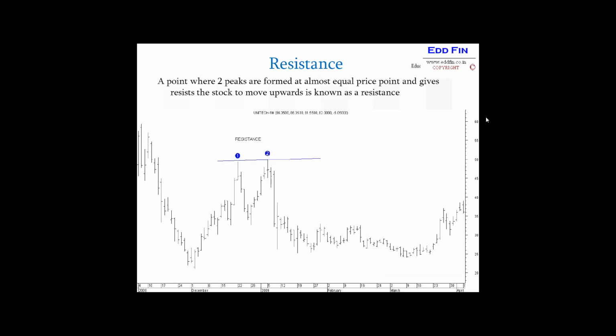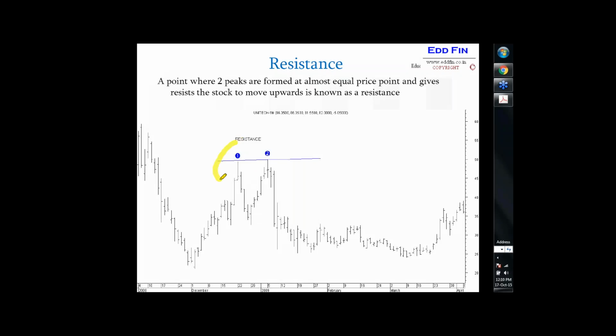Resistance, as you can see, is nothing but a place or a price point where the stock sees resistance and stops rising.